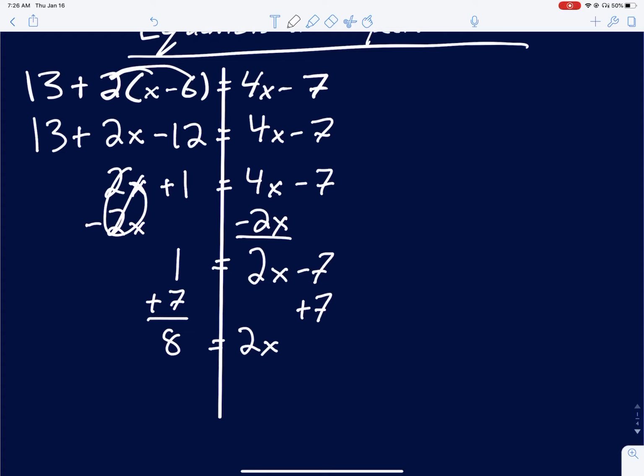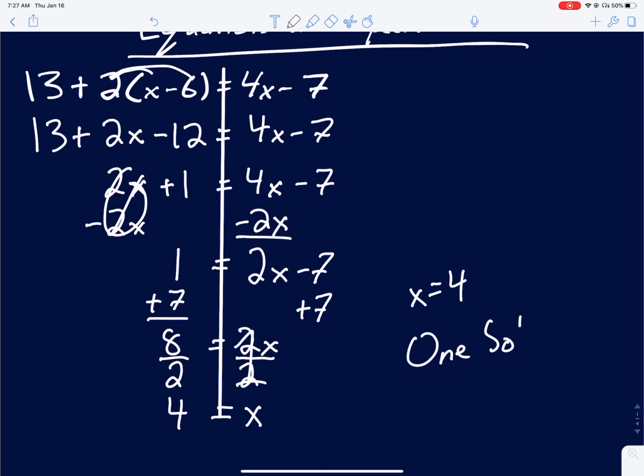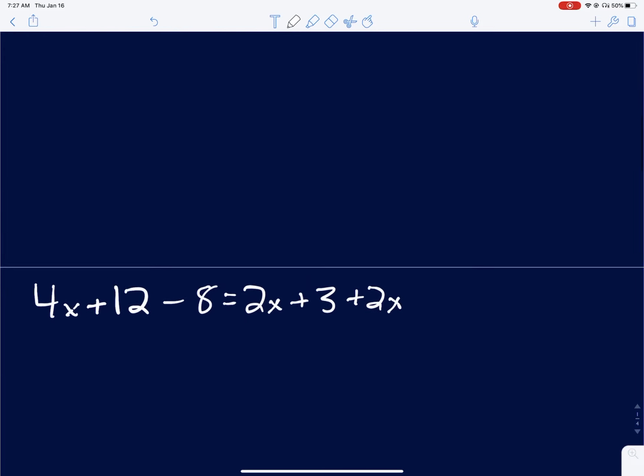My last thing, my inverse operation of multiplication, because this is 2 times the variable x, we're going to divide by 2. What I do to one side, I do to the other. So this is just 1, so we're left with 1x equals 4. 8 divided by 2 is 4. So our answer is x equals 4, and that means that this is one solution. So let's move on to our second one.